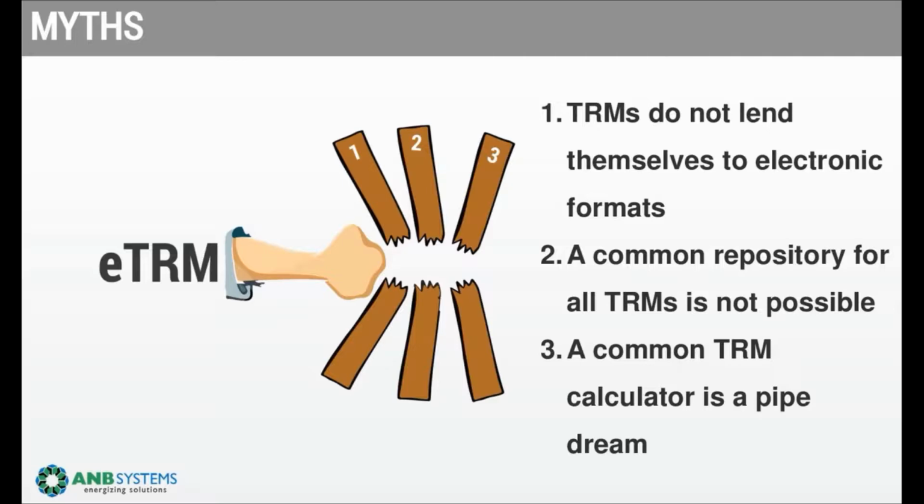With the launch of eTRM, A&B Systems has sought to provide an environment in which this process can be improved by providing transparency and collaboration. We feel that eTRM knocks down the myth that TRMs are just too complicated to be placed in an electronic format. It is possible to replace exhaustive Excel spreadsheets and reduce the risk of miscalculations by providing a central location for all measure updates.